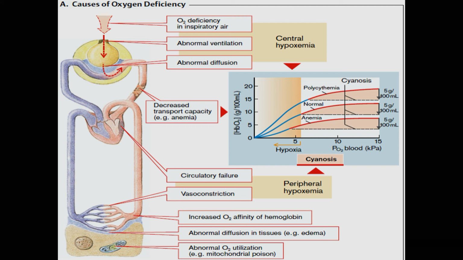Decreasing transport capacity develops in anemia, when erythrocytes are decreasing, and in circulatory failure and vasoconstriction, which form peripheral hypoxemia. Increasing oxygen affinity of hemoglobin, abnormal diffusion in tissue, accumulation of water in the extracellular space or interstitial tissue forming edema, abnormal oxygen utilization, and change in normal cell function.